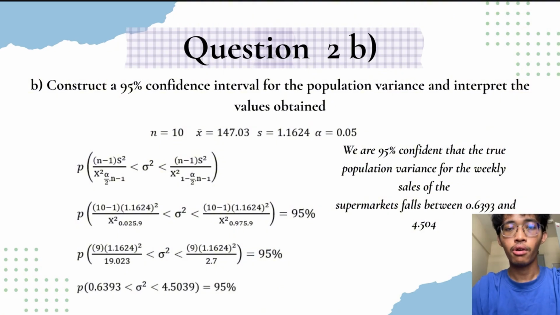Therefore, we can interpret this by saying we are 95% confident that the true population variance for the weekly sales of the supermarkets falls between 0.6393 and 4.504.